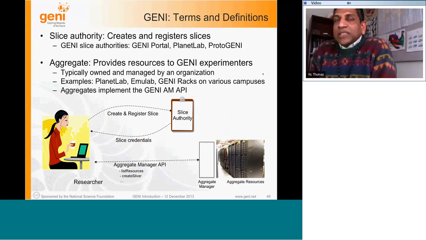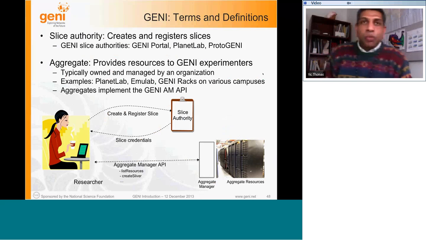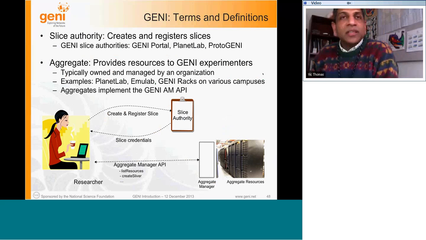There's a notion of a slice authority. If you want to create a slice in GENI, you go to a slice authority and ask for one. There are three slice authorities in GENI. There's the GENI Portal, which I will show you today in my demonstration. You can also go to PlanetLab and ProtoGENI, who also run slice authorities. So essentially, you go to them, tell them you want a slice. They create one for you and give you the credentials. It's an empty slice. It has no resources, but it gives you the rights to add resources to it.